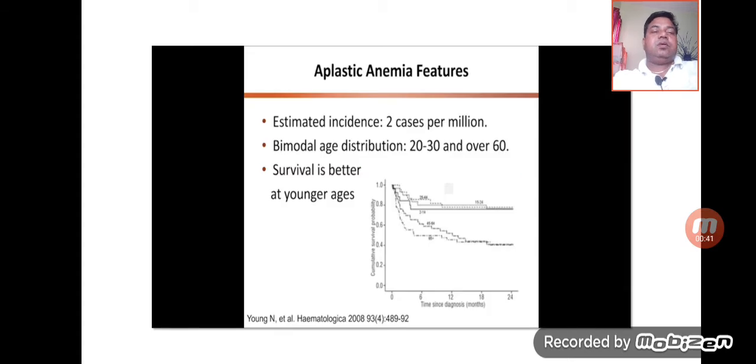If we go through the epidemiology of this condition, the incidence is around 2 cases per million, and there is a bimodal age distribution, occurring between 20 to 30 years of age and over 60 years of age. The survival is better at a younger age, so this is a very important point. So these are a few epidemiological features.